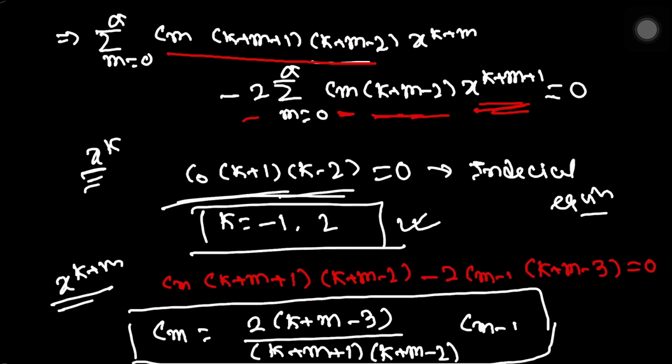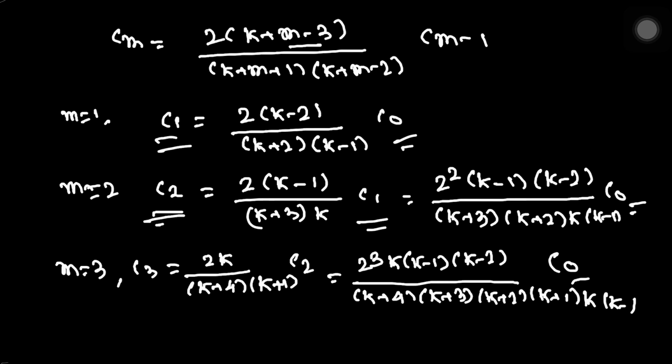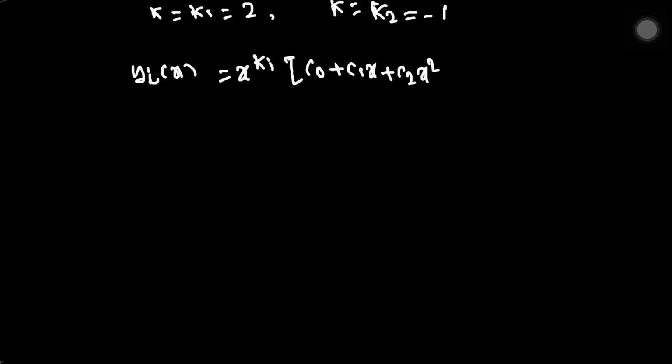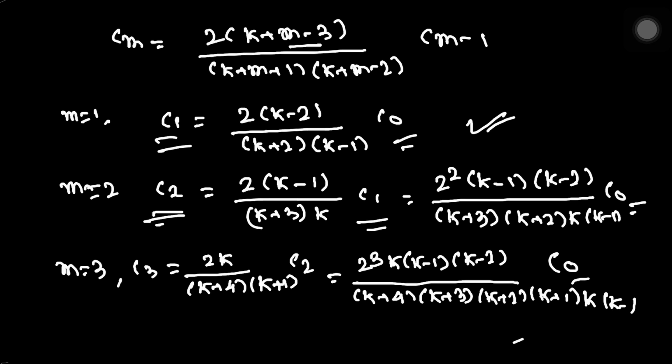So we get the solution of k equal to what? k equal to k1 equal to 2 and k equal to k2 equal to minus 1. So we let k1 equal to 2 and k2 equal to minus 1. So the solution can be written as y(x) equal to x to the power k into c0 plus c1x plus c2x square plus c3x cube and so on, where c1, c2, c3 are calculated by this formula at k equal to k1 and k equal to k2.